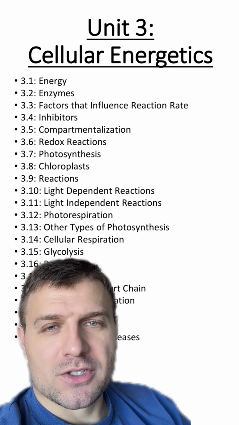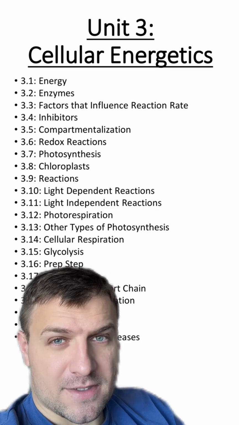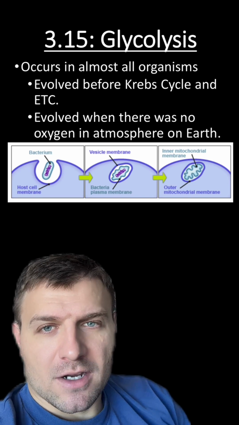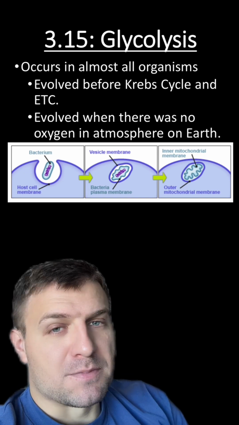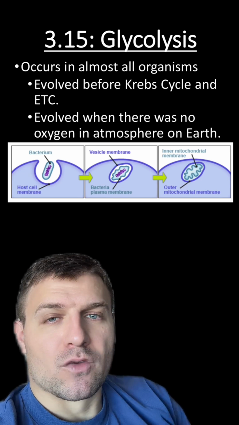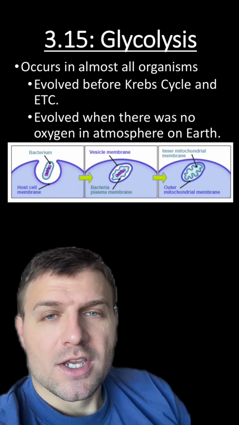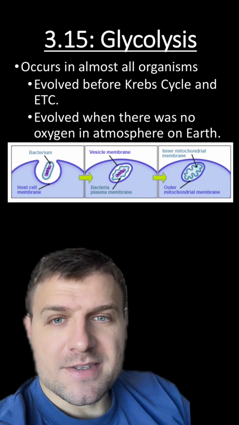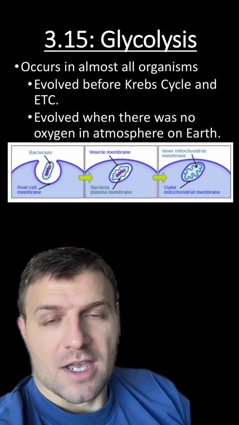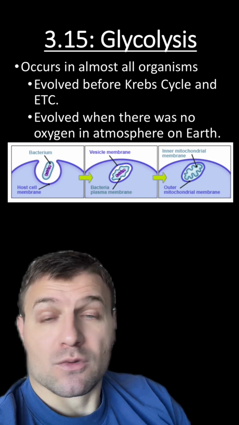In this section, we're going to start talking about the first step in cellular respiration, which is known as glycolysis. A couple small things before we get into the actual process: glycolysis occurs in most organisms. And it occurs before the Krebs cycle or the electron transport chain because it evolved way before those processes. This process also doesn't require oxygen, so it's anaerobic. This is because it evolved in a time on Earth when the atmosphere had very low levels of oxygen. So without oxygen, these organisms had to evolve a process that didn't require oxygen.